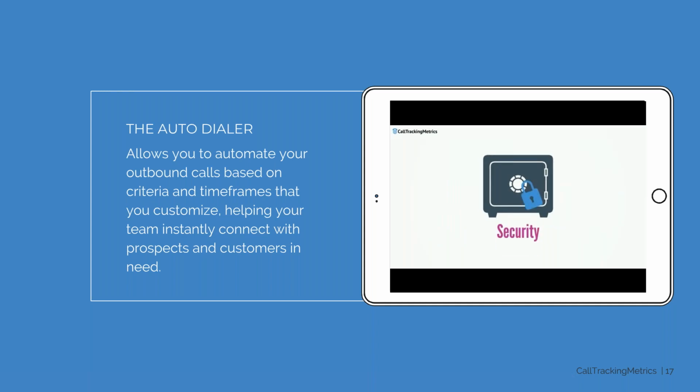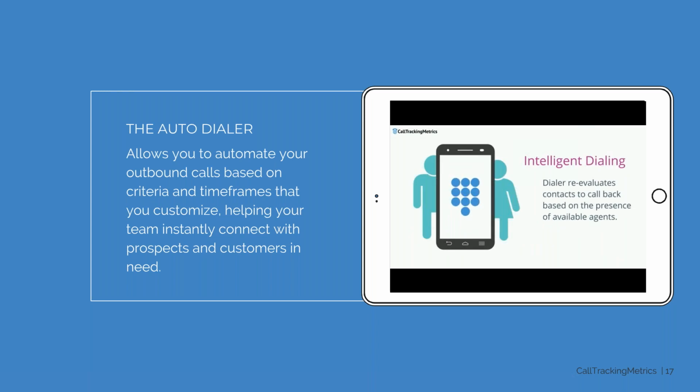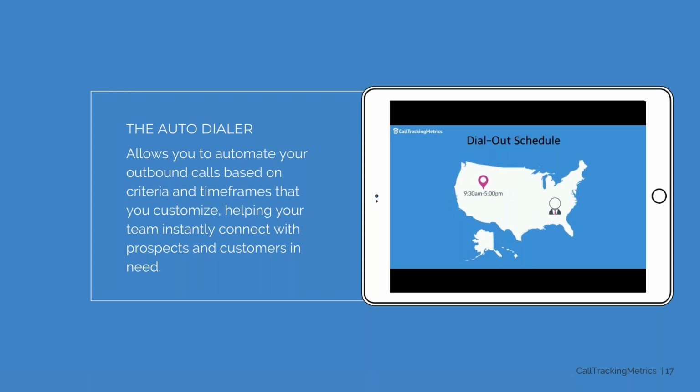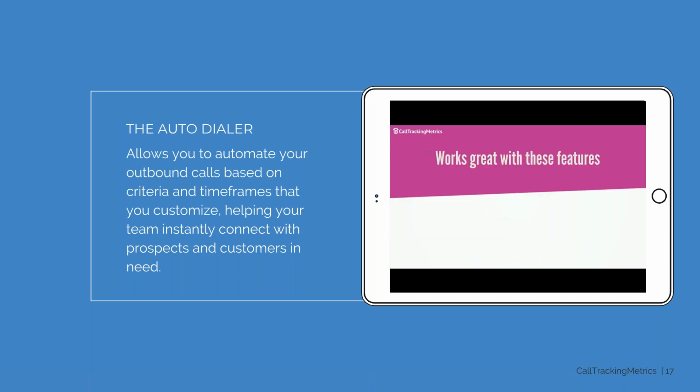Maintain compliance with security features like do not call list detection and secure call recordings. Intelligent dialing evaluates the agents to list ratio to ensure an agent is available to take the call. Dial out schedules protect your agents from placing outbound phone calls to locations and time zones outside of the time schedule. The auto dialer works seamlessly with existing CTM tools like call queues, custom triggers, and the Softphone to keep your agents progressing from call to call without missing a beat.